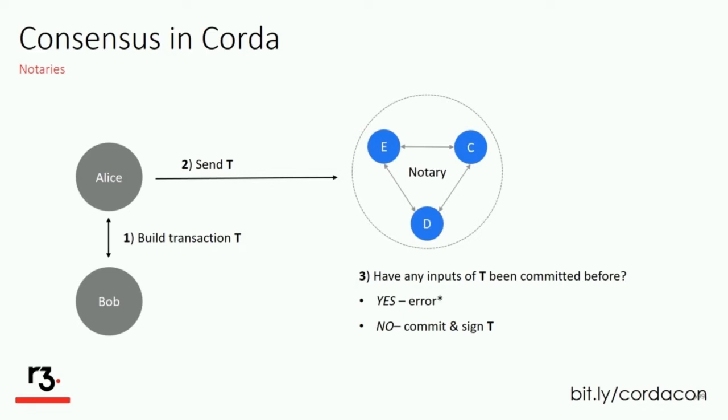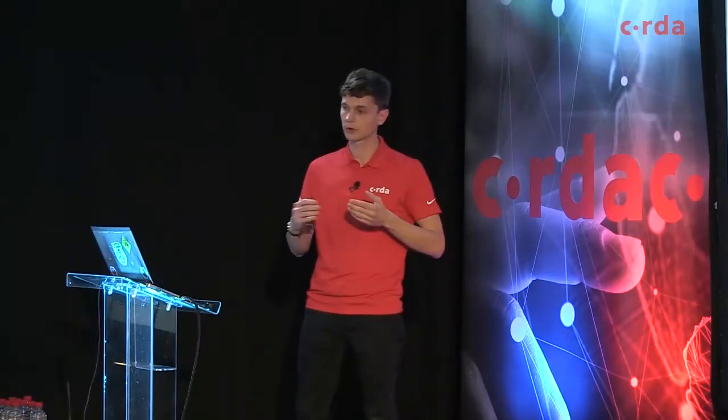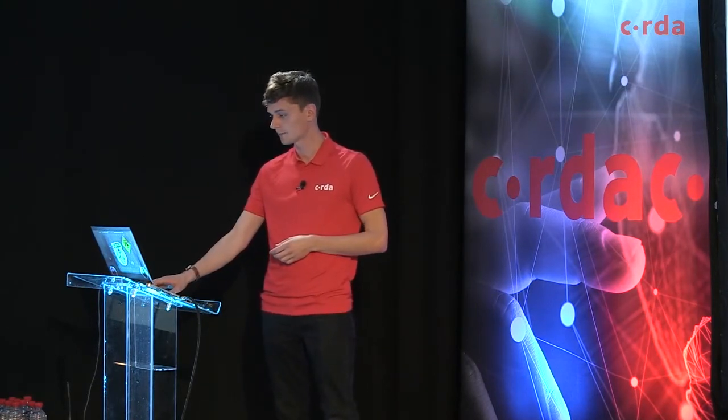Then the notary examines the transaction. It checks whether it has seen any of the input states in that transaction. If it's a validating notary, it also validates the transaction chain up to the issuer. And if it has seen any of the states, it returns an error. And if not, it will happily commit and sign the transaction and then return a list of signatures back to Alice. So this is where the finality comes in. The signature over the transaction basically means that the transaction is final. And Alice can send it to her counterparties or record it, put it in the vault, do something else.